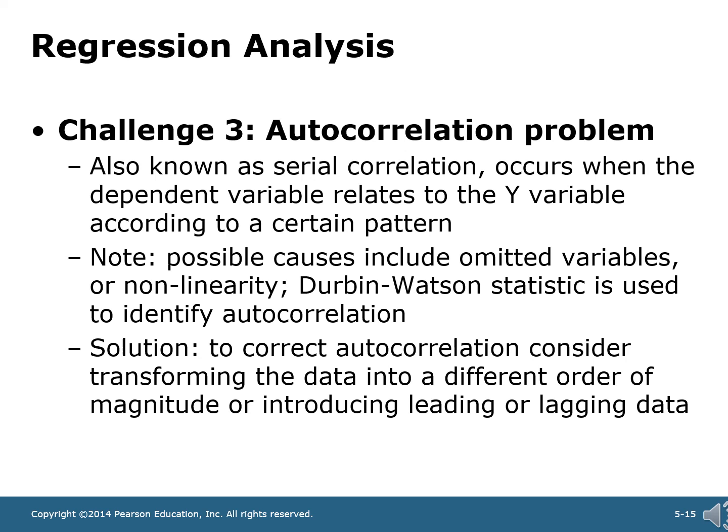The final challenge we'll cover is the autocorrelation problem. Autocorrelation is typically found in time series data, so it's also called serial correlation. When a model suffers from autocorrelation, this is typically when the dependent variable relates to its own past values in a certain pattern that repeats itself. For instance, if we're looking at output over time, and there's a seasonal component to demand or to production, then we'll see some form of autocorrelation.